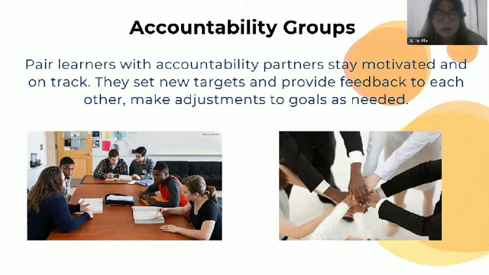Next, we have accountability groups. Accountability groups allow peers to review each other's progress, and this helps them improve. So it's really important in a study group or a workplace for adults.